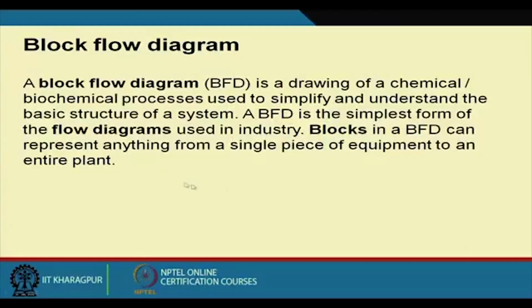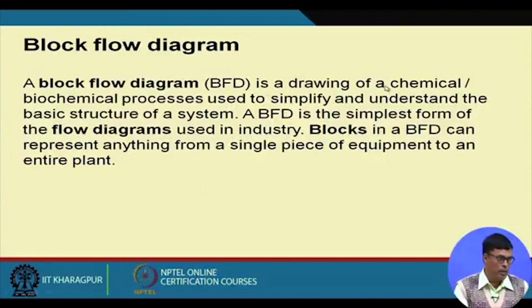Let us see how we can do that. Now, the block flow diagram is a drawing of a chemical and biochemical processes used to simplify and understand the basic structure of the system. The block flow diagram is the simplest form of the flow diagram used in the industry. Blocks in a block flow diagram can represent anything from a single piece of equipment to an entire plant.